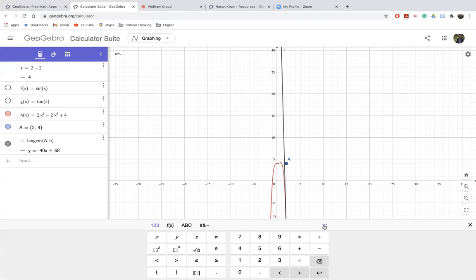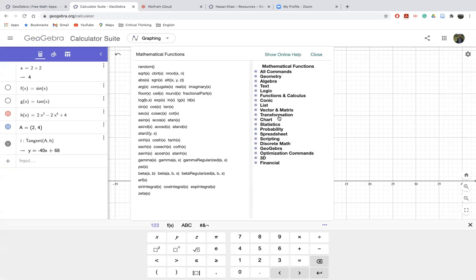If you click on these three dots, you see all the functions and things you can do: geometry, algebra, text, logic, functions and calculus, conics, lists, vectors and matrices, transformations, and so on. As you can see, this is quite powerful, even more powerful than most calculators, even graphing calculators. So it's a good idea to use GeoGebra, and maybe in the exam you should also be able to use it on your phones. In exam mode, there are some options in GeoGebra.